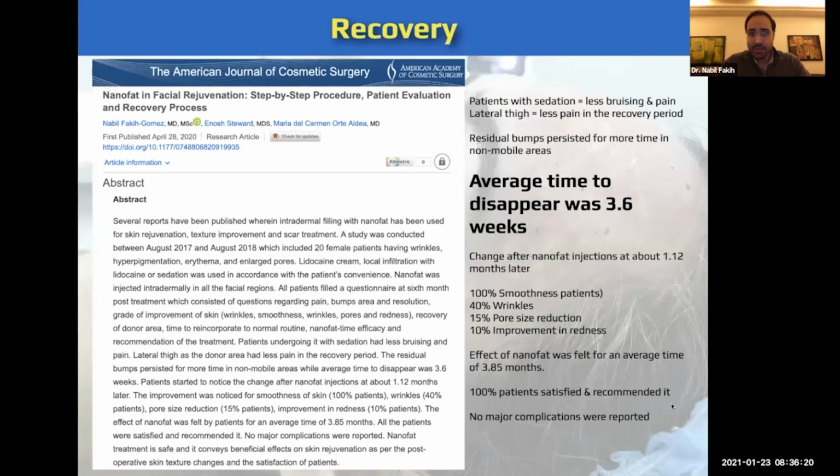And finally, as you could see, the average time to disappear was 3.6 weeks. You can get the article in the American Journal of Cosmetic Surgery. We have found that there is a smoothness of the skin felt in 100% of patients. Patients reported improvement in wrinkles, improvement in pore size, a little part, and improvement in redness and rosacea. The patients were satisfied, and all the patients' bumps have disappeared 100%. The maximum time was 3 months for a patient. I don't know why some people take much more time and others less.